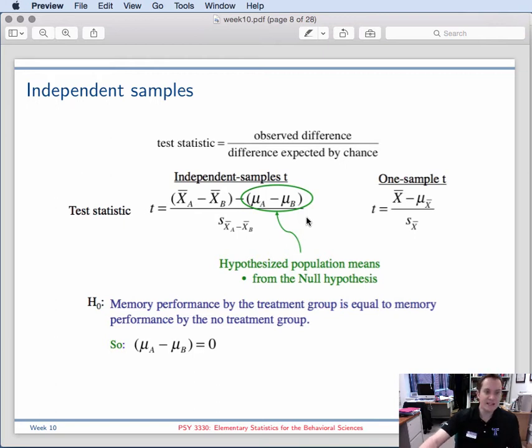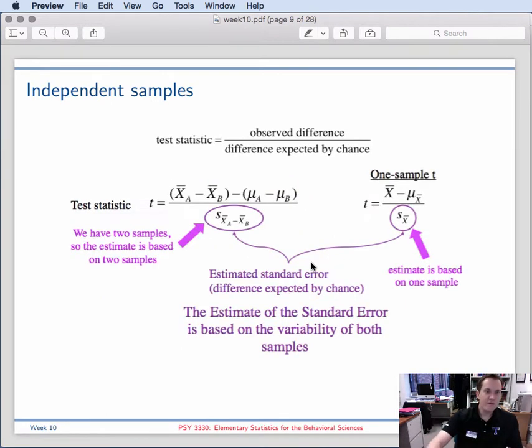And so in that case, typically this quantity right here, mu A minus mu B, is equal to 0, because we're supposing that those two means are equal, and so when you subtract them, you get 0. And then finally, we've got this little thing down here. This is just, again, the standard error. That's the difference we would expect by chance.